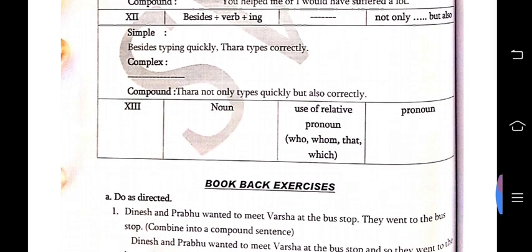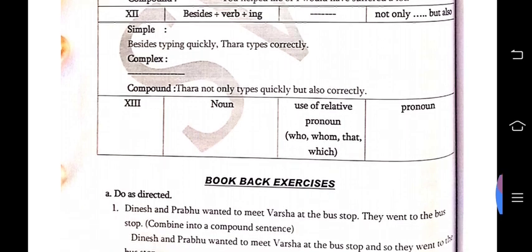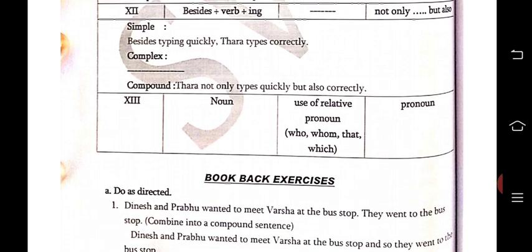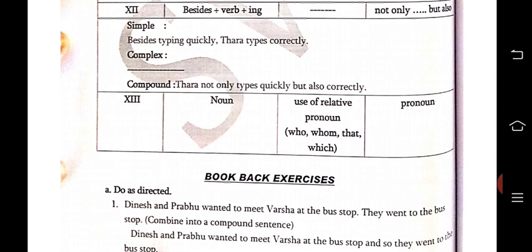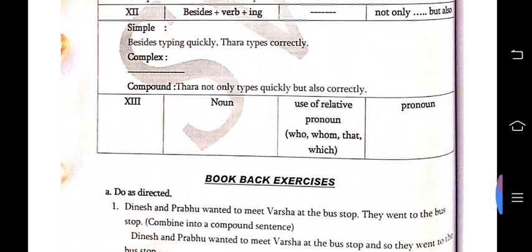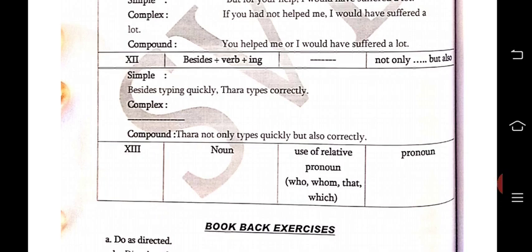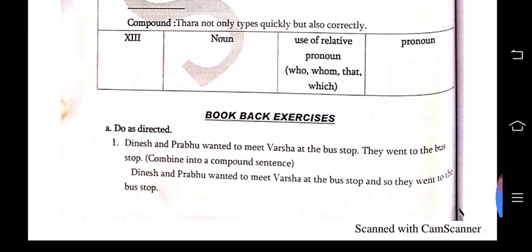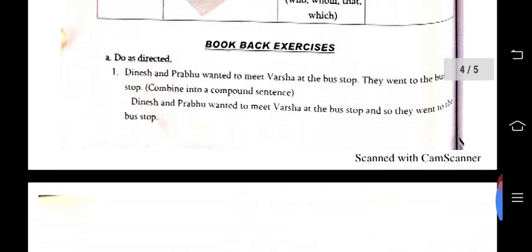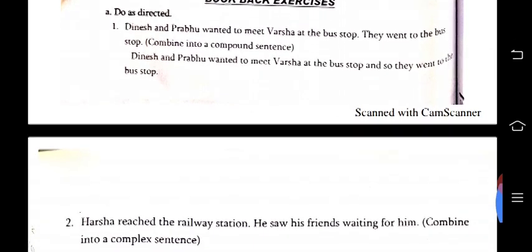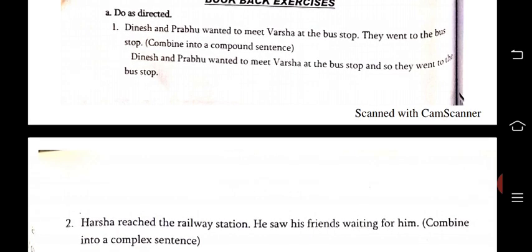Okay. And then this one is two qualities. So when we write the two qualities, we need not write the complex sentences. Besides typing quickly, Tara types correctly. And for compound: Tara not only types quickly but also correctly. As I said, this is a correlative conjunction. Both compound sentence, coordinating conjunction and correlative conjunctions are the same, but in correlative conjunctions it comes in pairs. Okay, and then use of relative pronoun. Yesterday I informed you. Okay, let's start the book bag exercise. Dinesh and Prabhu wanted to meet Varsha at the bus stop.